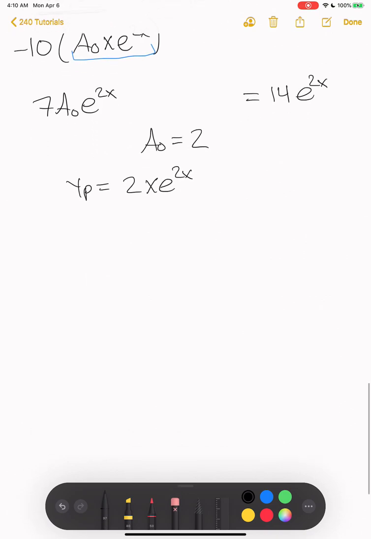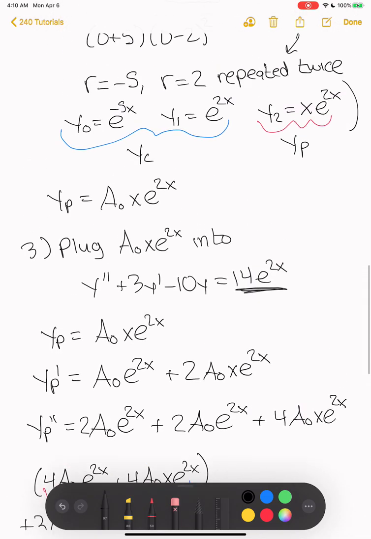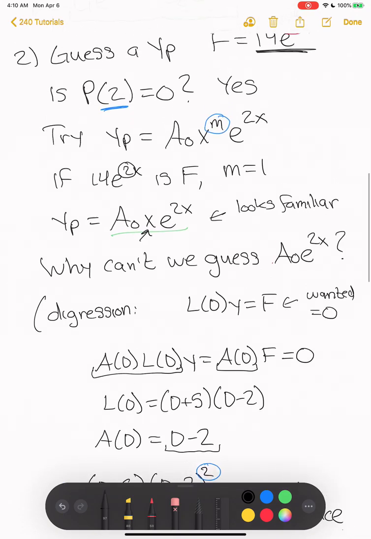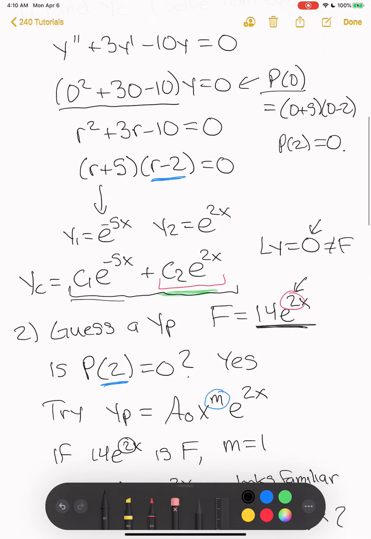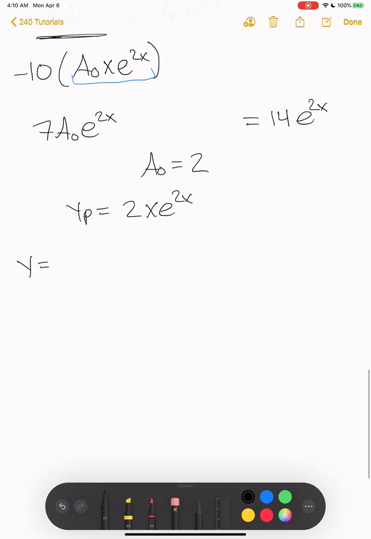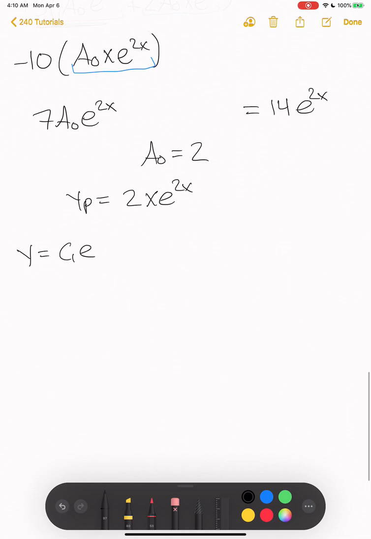And so our general solution is going to be our particular solution plus our complementary function. Our complementary function was all the way up here. We have c1e to the minus 5x plus c2e to the 2x plus 2xe to the 2x here. And this is your exact solution.